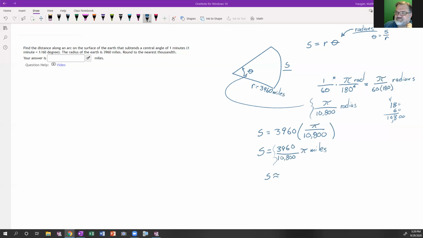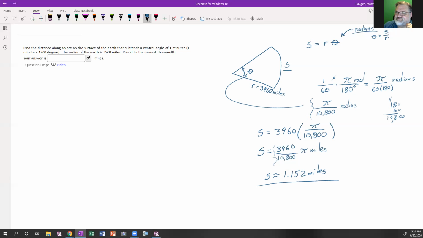So I'm just going to real quick here go 396 divided by 1080. Guess I'm reducing that a little bit as I do that. And then multiply that times pi. And we get a nice 1.152, I'm going to say, by rounding, 1.152 miles.